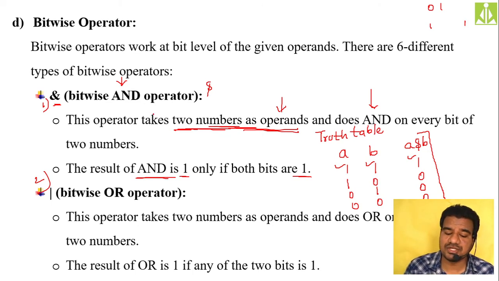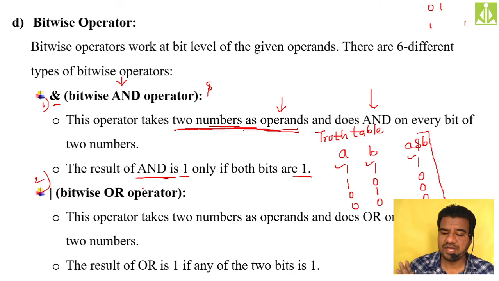The next thing is the bitwise OR operation. The bitwise OR operator is also a binary operator. It also takes 2 operand values, 2 numbers, to perform the operation. But over here, at least 1 bit needs to be 1 in order to get the result as 1, as true. If both the bits are 1, we also get 1. If 1 bit is 1, we get 1. If both the bits are zeros, we get 0.